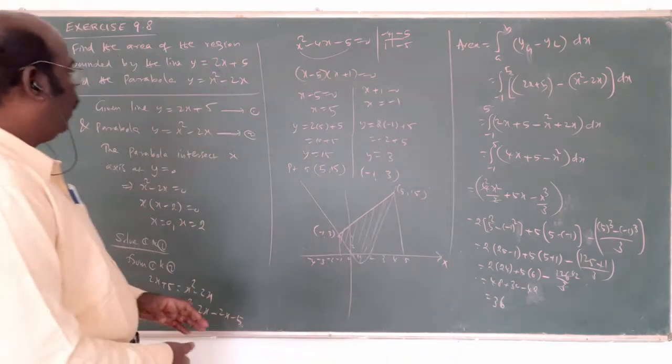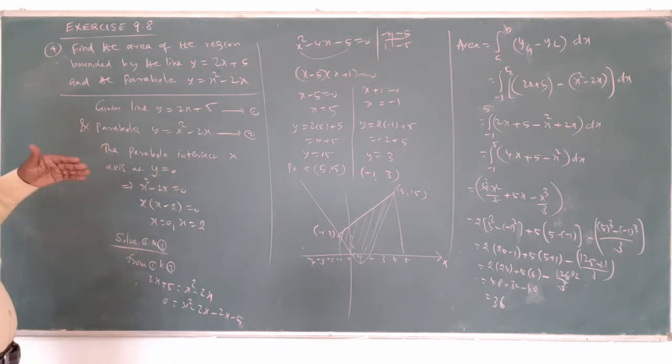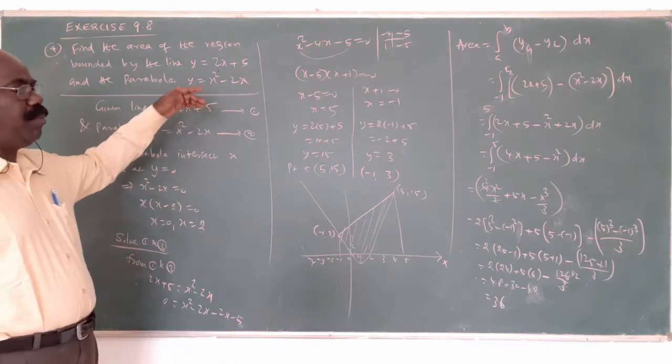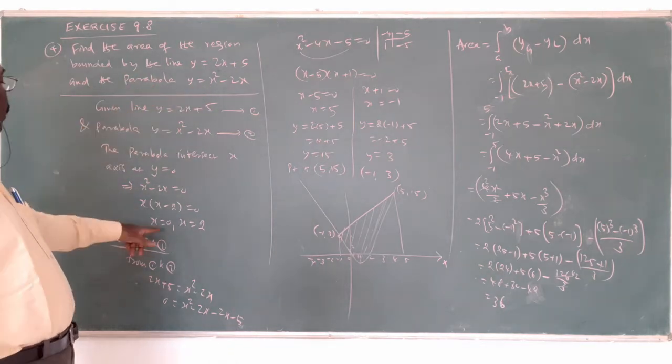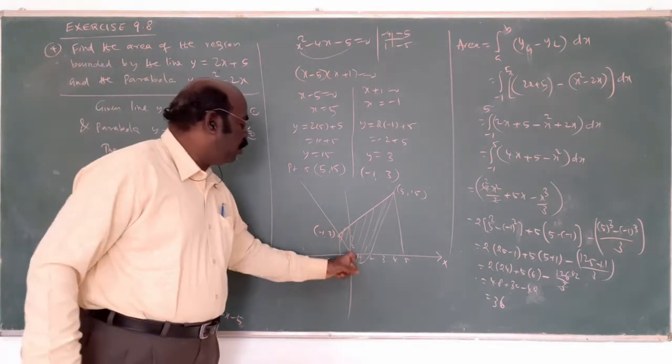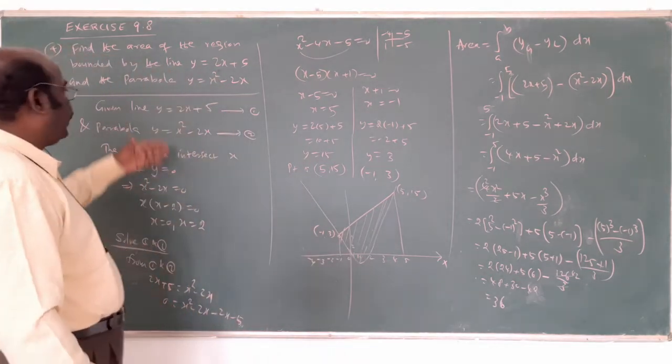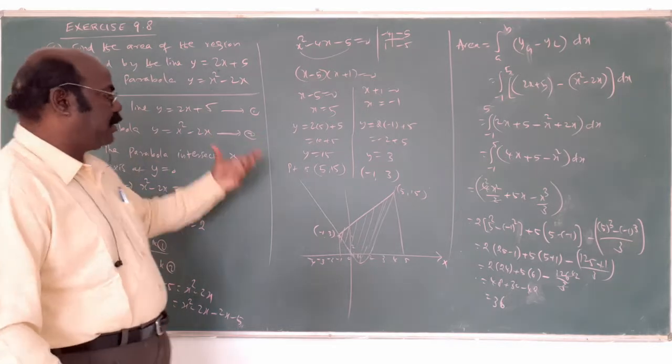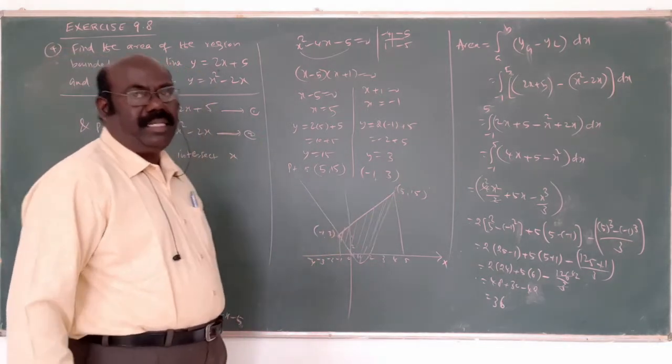When the parabola equation is given, first step, the parabola passes through 0 and 2. You want to get the points. That parabola always passes through 0 and 2. Next, compare it to the line. Solve 1 and 2, you get the points. Plot the points, draw the line. Now what does that mean?